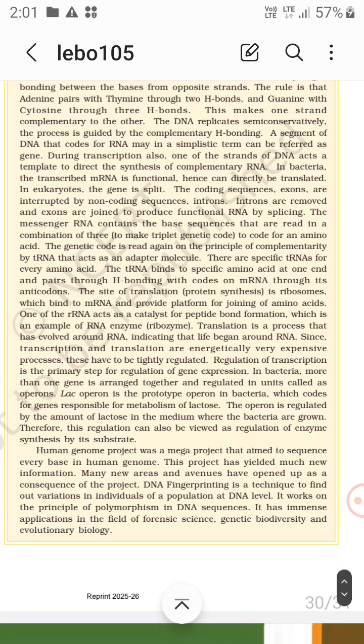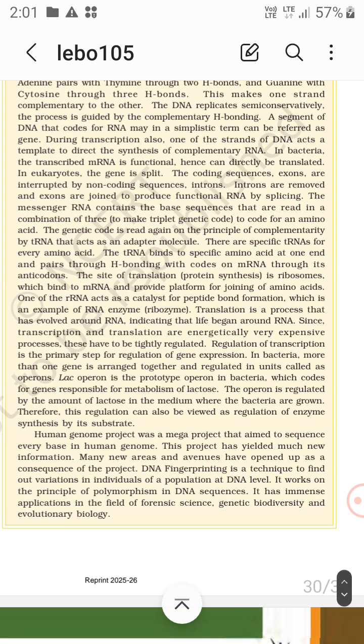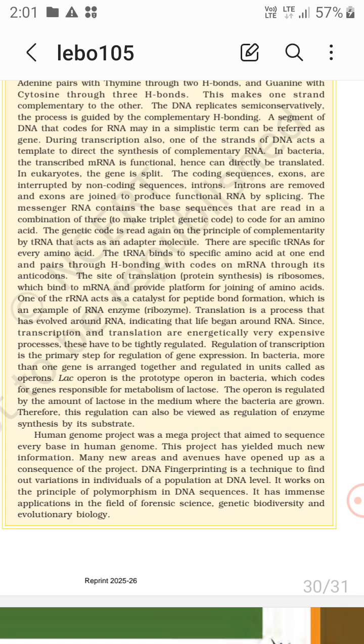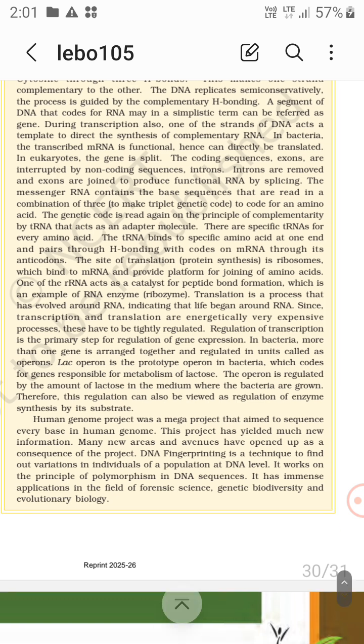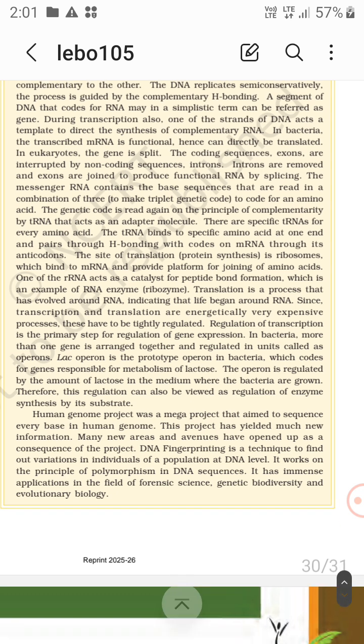The site of translation, that is protein synthesis, is ribosomes, which bind to mRNA and provide a platform for joining of amino acids. One of the RNAs acts as a catalyst for peptide bond formation, which is an example of an RNA enzyme, that is the ribosome.